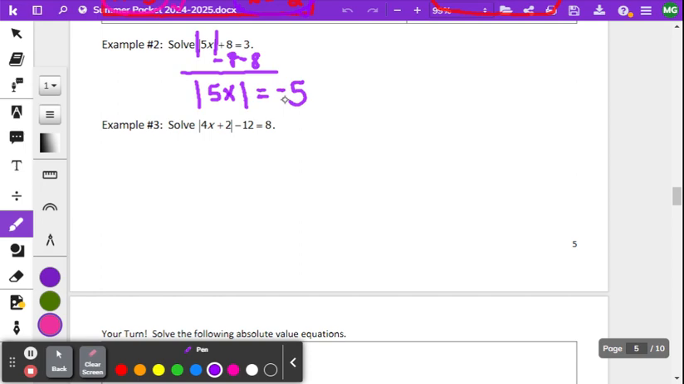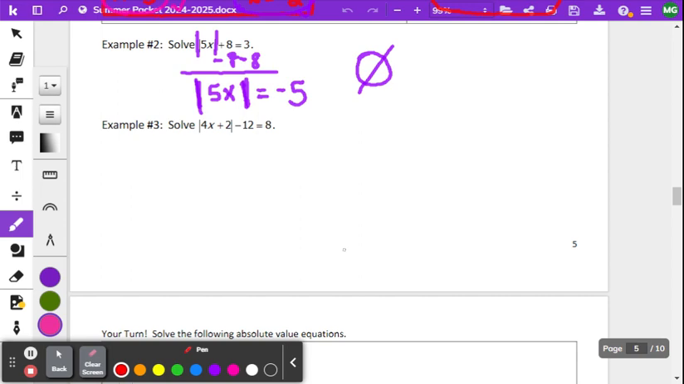Now, does this make sense? Remember, we have to make sure absolute value is 0 or bigger. This does not make sense. Therefore, there's no solution. And again, the reason is that once we isolated our absolute value, once we got our absolute value alone, it's equal to a negative. And that just doesn't make sense.